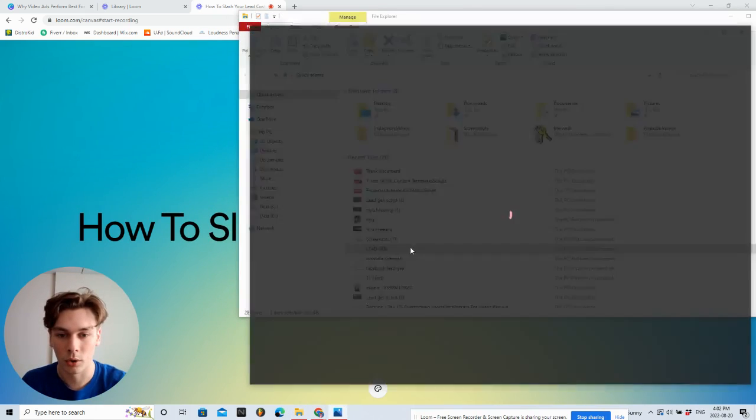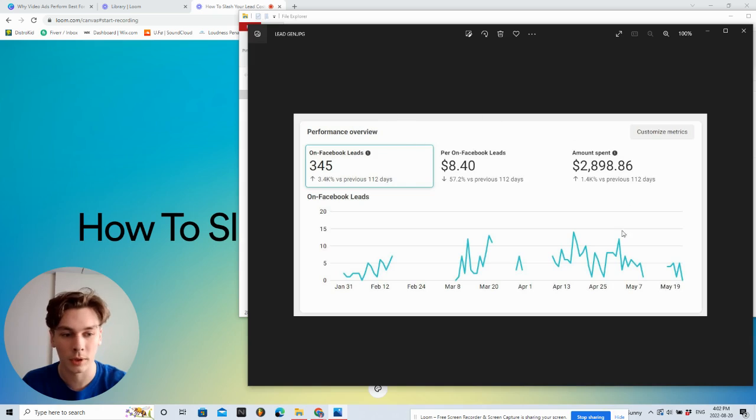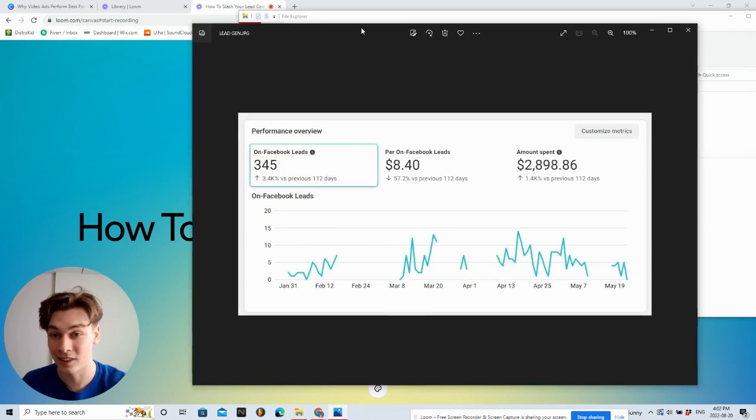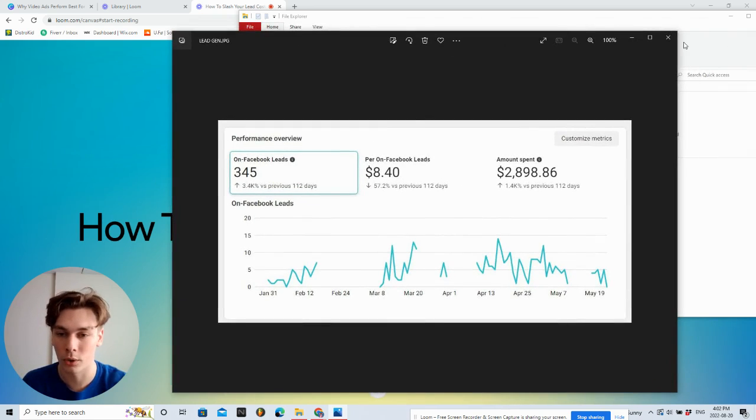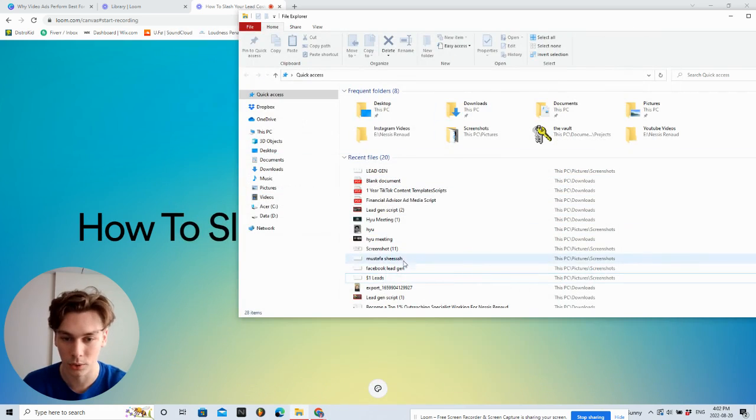Okay. So here is lead gen that we did through the month of January all the way through May. We spent $3,000 on this campaign. We were generating 345 leads, and we did it at $8.40 a lead. Pretty phenomenal result. This guy had never done lead gen before, so we had no other metrics to compare it to.